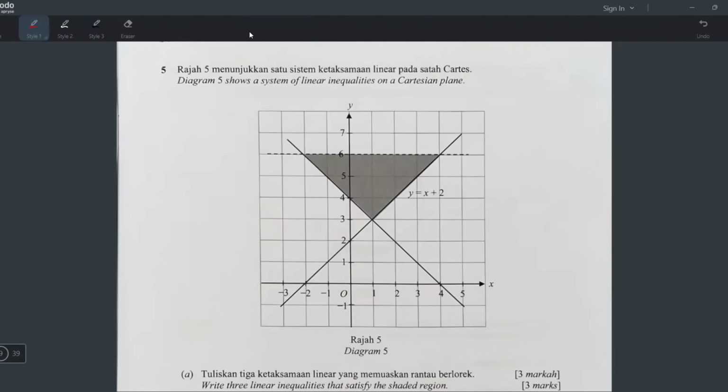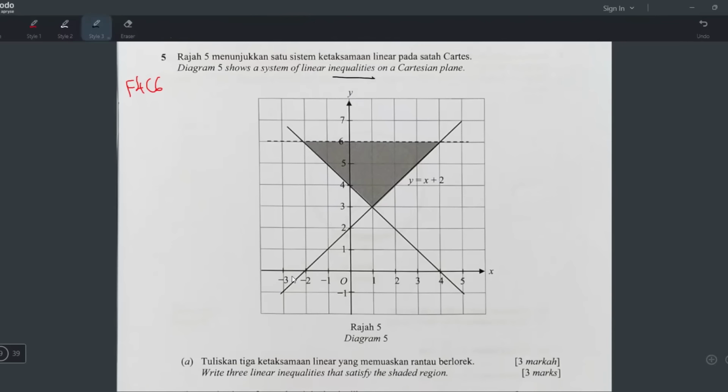Okay, number 5. This is definitely from Form 4 Chapter 6, the linear inequalities chapter. In Bahasa Melayu, it's called ketaksamaan linear. So in this chapter you will learn about the bigger, smaller symbols, inequalities. Diagram 5 shows a system of linear inequalities on a Cartesian plane. So they actually already shade the region for you. This shaded region is surrounded by three lines. So what they want, question A: write 3 linear inequalities that satisfy the shaded region.